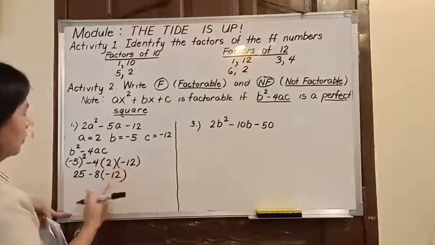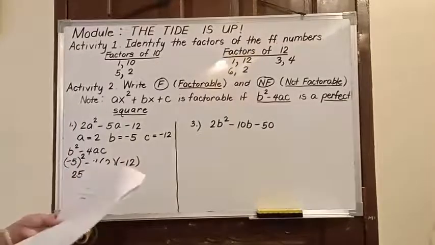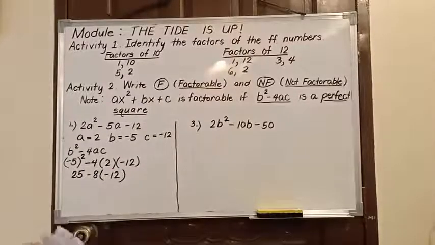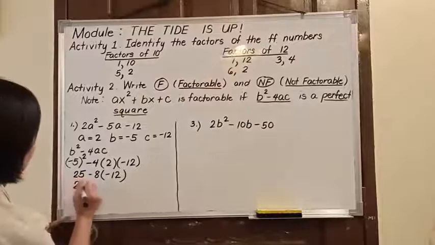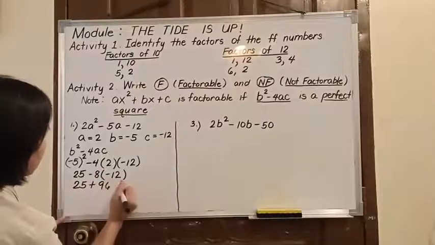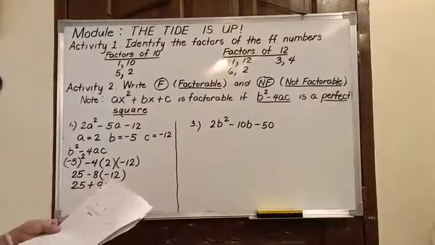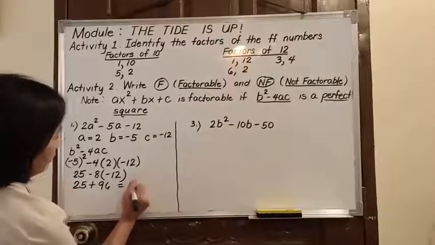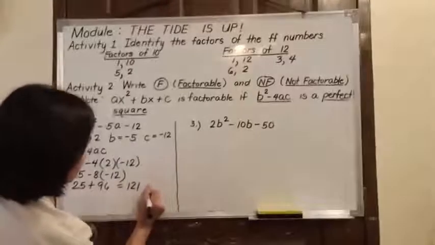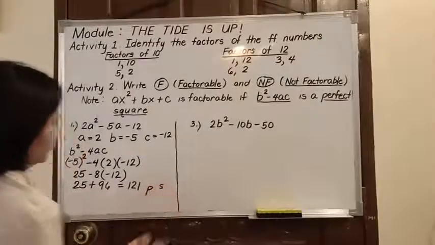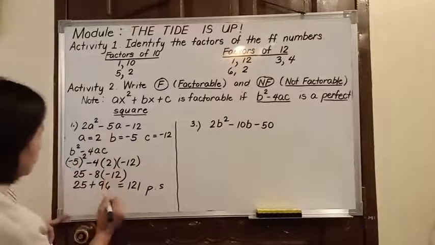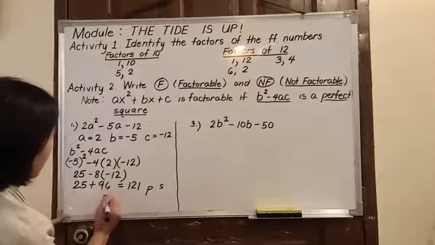Now, what is negative 12 times negative 8? Negative 12 times negative 8 is positive 96. So, we have now 25 plus 96. The sum is 121. 121 is a perfect square. So, since this is a perfect square, therefore, the given trinomial is factorable. So, the correct answer is capital F.